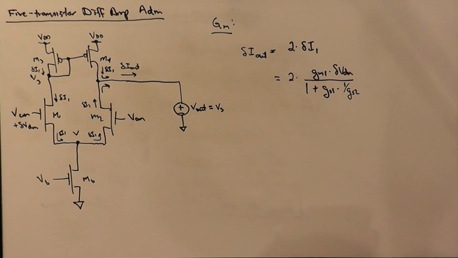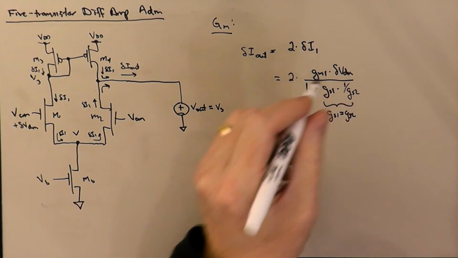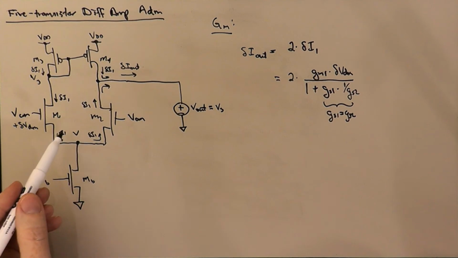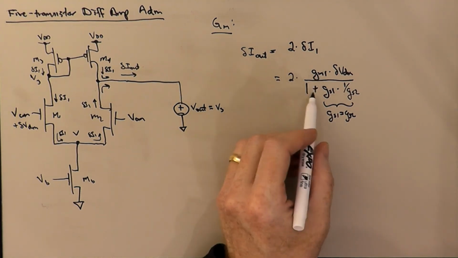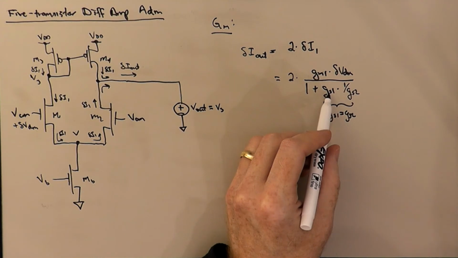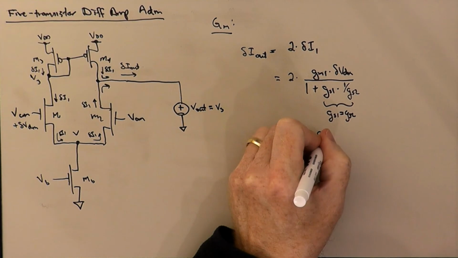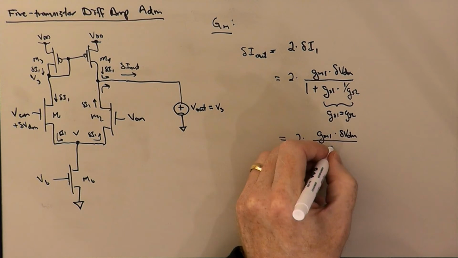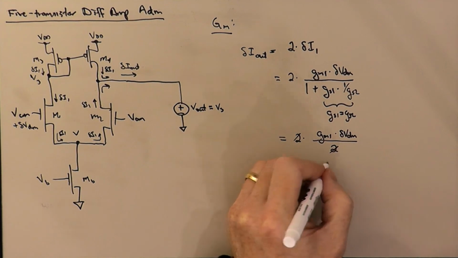Okay? But GS1 equals GS2 at their quiescent operating point because they're matched and they have the same current, IB over 2, flowing through them. And so those two incremental conductances will be the same. And so this will just be GM1 over 1 plus 1. So this is just 2 times GM1 times delta VDM over 2. 2's cancel, and we're just left with little GM1 times delta VDM.